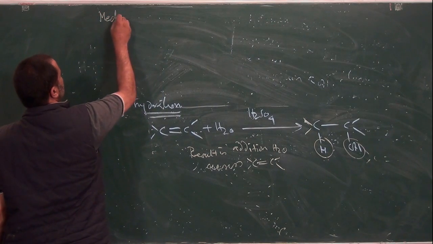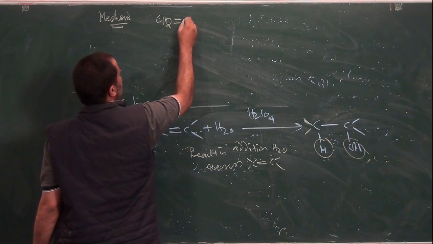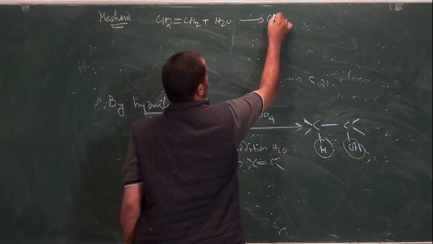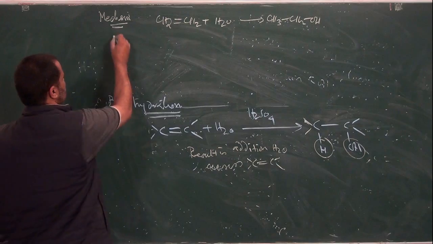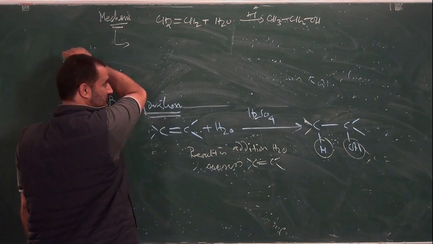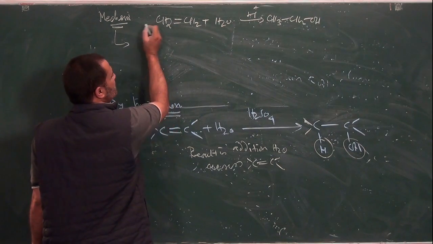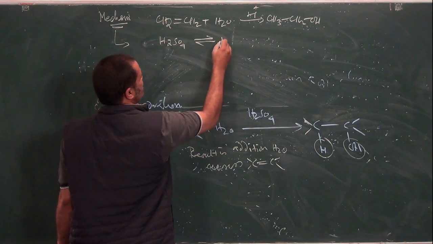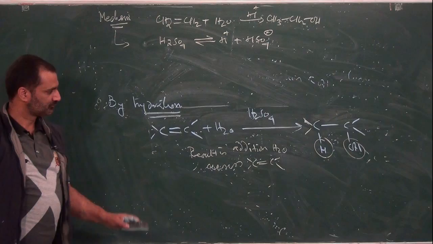Mechanism. CH2 double bond CH2 plus H2O gives CH3CH2OH. So this is the general reaction and mechanism part. First, in the presence of H positive, the first step is protonation, the dissociation of H2SO4. It gives H positive plus HSO4 negative.